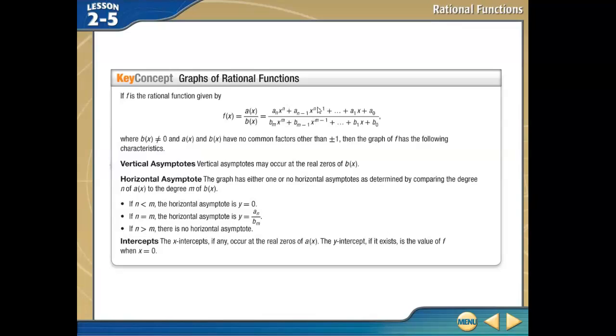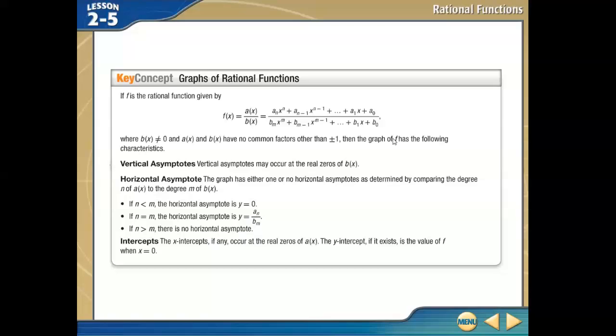They have no common factors other than plus or minus 1, then the graph of f has the following characteristics. So having common factors between a of x and b of x. So we will enter into a situation where we factor out this top polynomial and we factor out this bottom polynomial. Okay, because those are going to help us, one, find the vertical asymptotes, because factoring the denominator and setting it equal to 0 is a quick, easy way to find zeros. And then we want to pay attention for any common factors between the two, because that's what causes holes. Okay, we have a hole when you have a common factor in a of x that also appears in b of x.